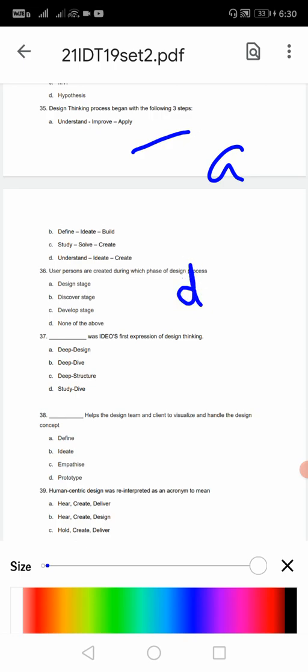37. Dash was the IDEO's first expression of design thinking. 37 is B, that is deep dive. 38. Dash helped the design team and client to visualize the design concept. For 38, it is B, ideate.